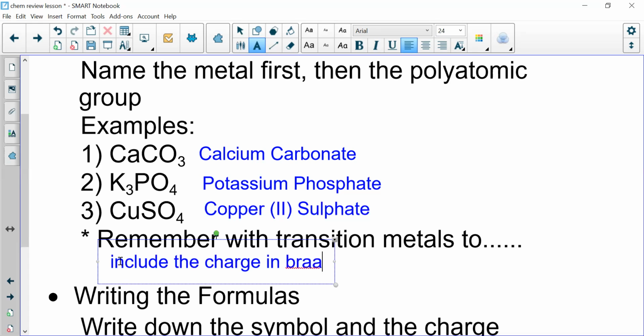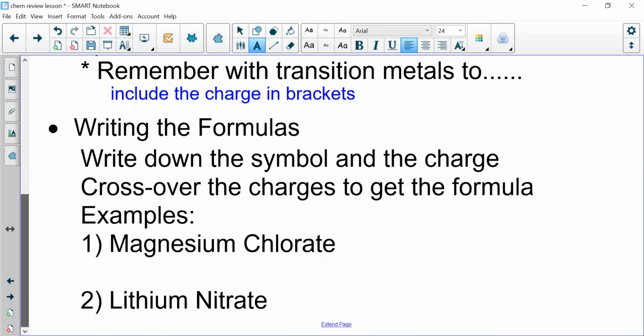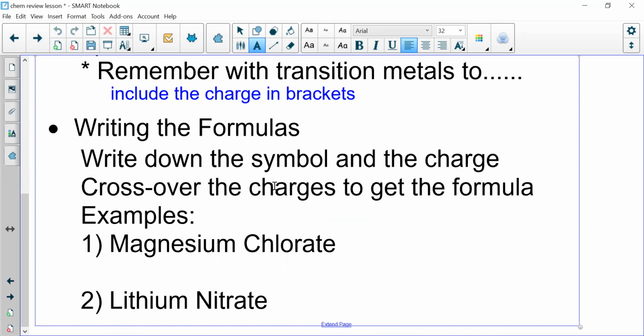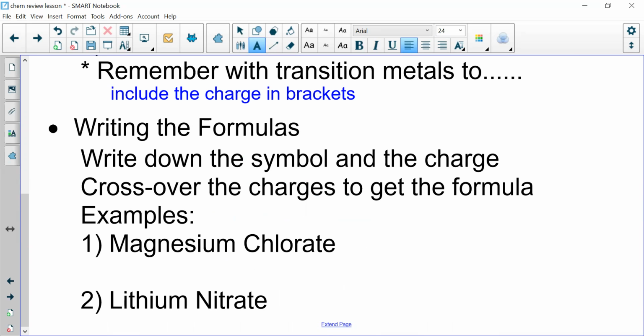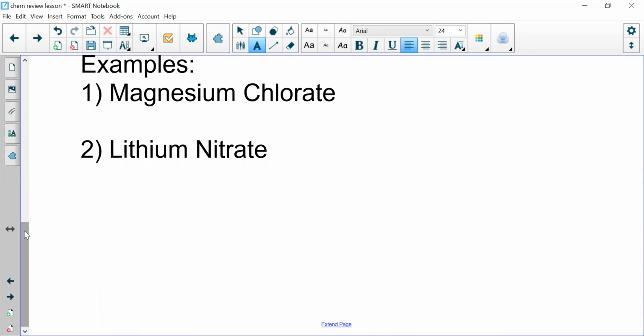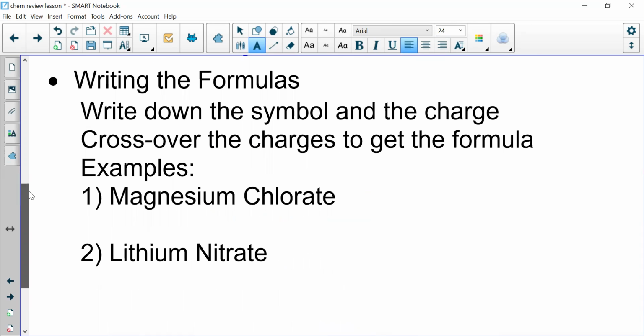Okay, so ionic and polyatomic compounds, very similar here with how you write the formulas and also how you name them. So writing formulas, again, write the symbol and charge, swap and drop, reduce if possible. But remember with polyatomic compounds, you need to put brackets if you drop a number behind the polyatomic compound. Otherwise, it's going to look really confusing as to what you're writing.